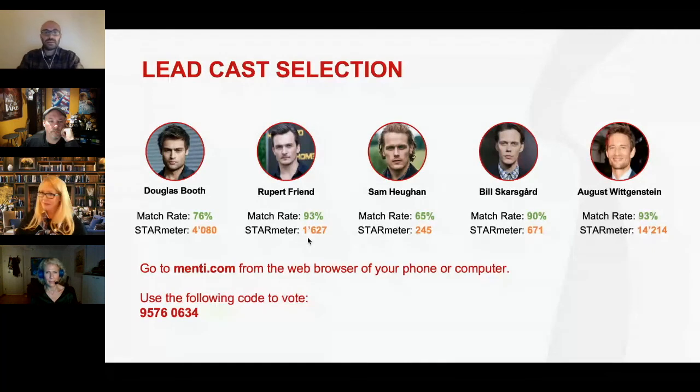AI process? No, not directly, indirectly it might be, because for example, if an actor has been in a dance related movie or musical before, that increases his match rate. If he hasn't been, it probably will reduce in a way, but that's indirectly, so it's not specifically looking at whether he is a dancer or not.